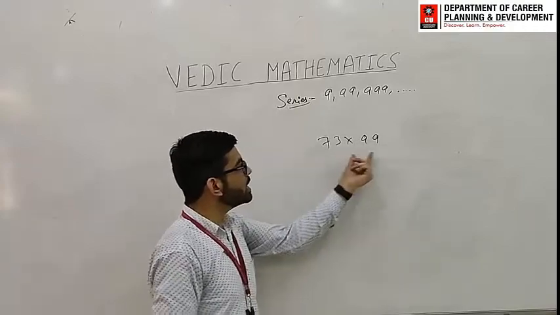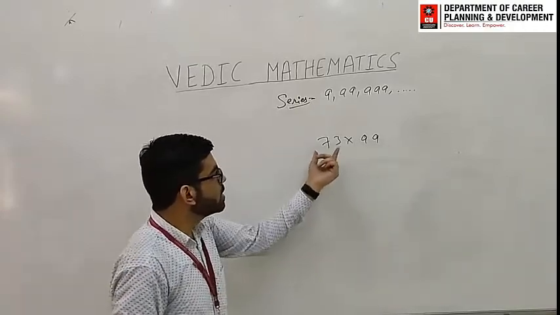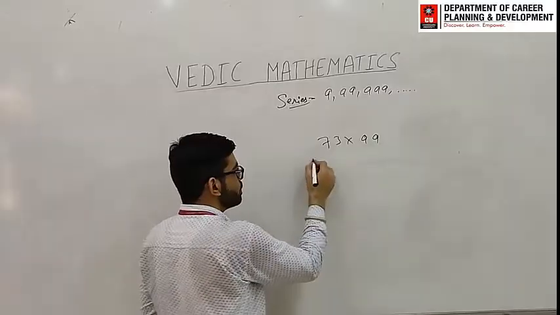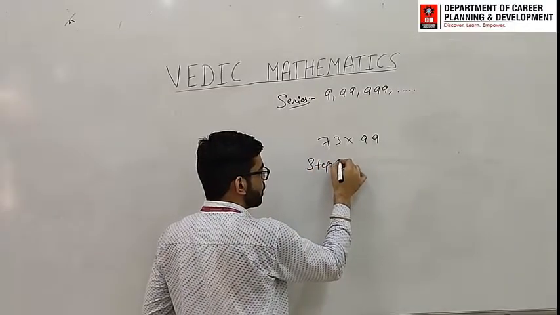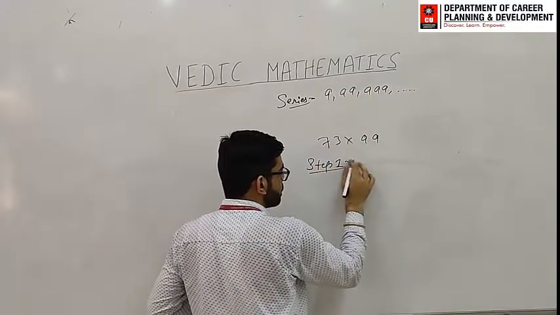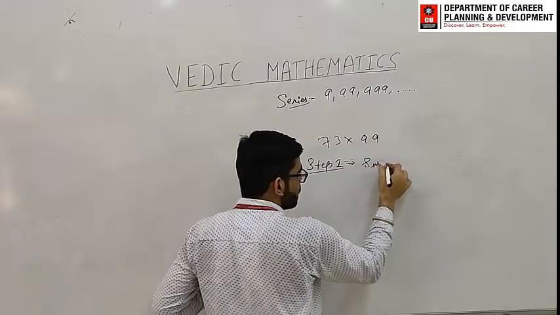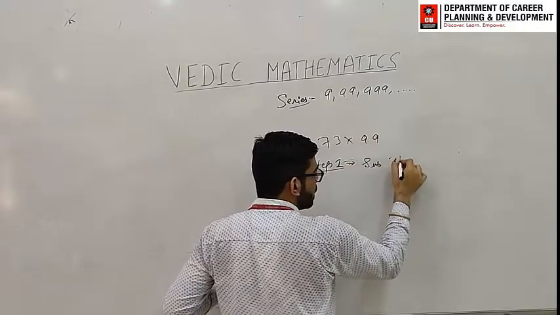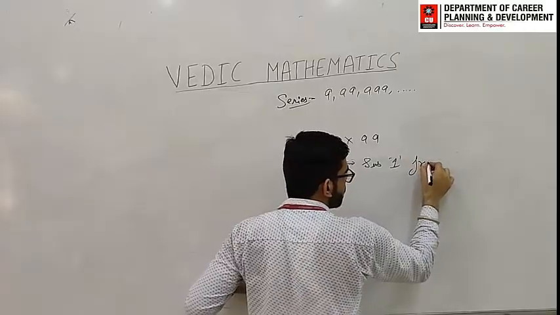Just see how we can do that. Whenever you see a series with 9 multiplication, that means subtract. Step number 1 is subtract 1 from the number.